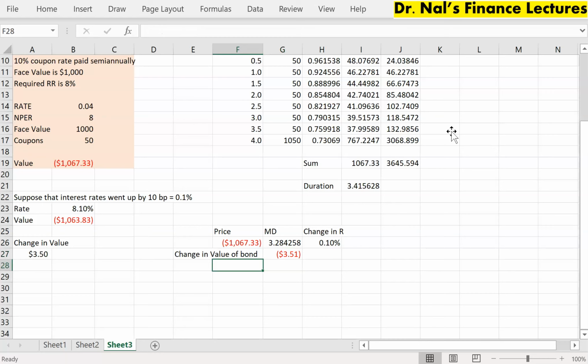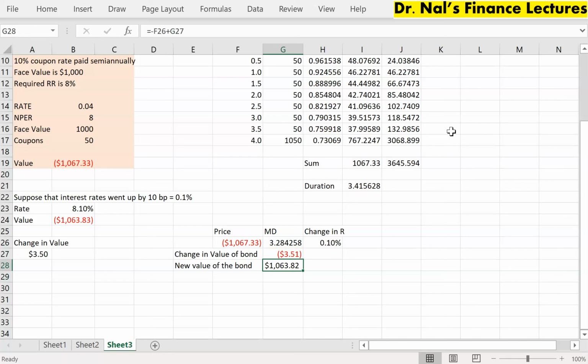So as a result, if you want to find the new value of the bond, that's simply equal to the old value, which was this number. If you guys want, let's just put a minus sign in front of it. There you go. And we know that we need to add this number to it because the value of the bond is going down. There you go, $1,063.82, which is a very good approximation. This is the true value, true. This one is an approximate value, approximate.